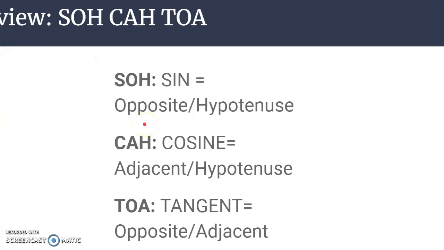So first, we will review SOHCAHTOA. SOHCAHTOA will be your tool when solving for these trig ratios and functions. SOHCAHTOA is broken into three parts: SO, CA, and TOA. SO stands for sine equals opposite over hypotenuse. CA stands for cosine equals adjacent over hypotenuse, and TOA stands for tangent equals opposite over adjacent.